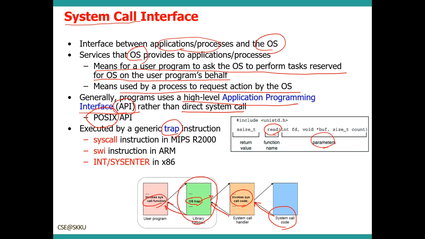To generate a trap, each different processor provides a different instruction. For example, the MIPS architecture provides the syscall instruction. ARM processors use the SWI instruction. x86 processors use the interrupt or sysenter instruction. So using these special instructions, we can generate a trap.